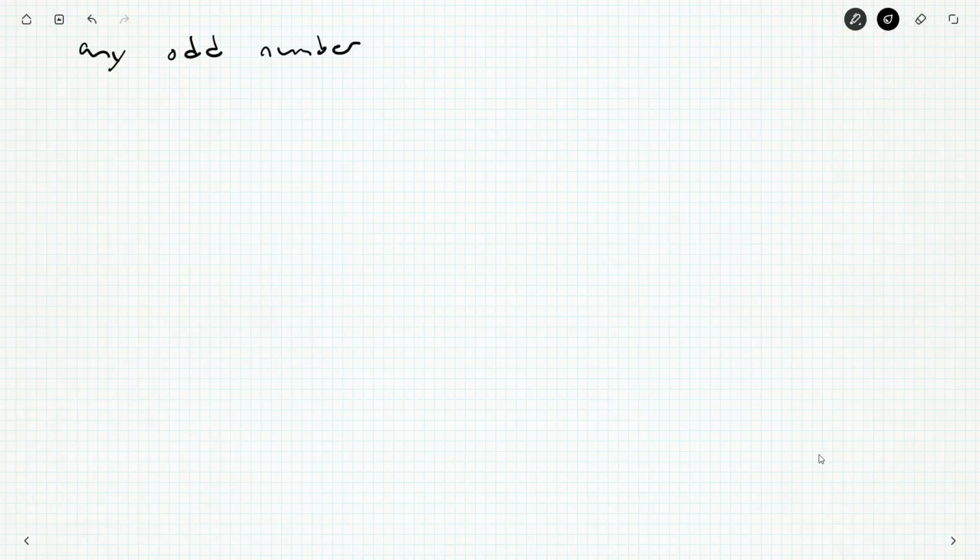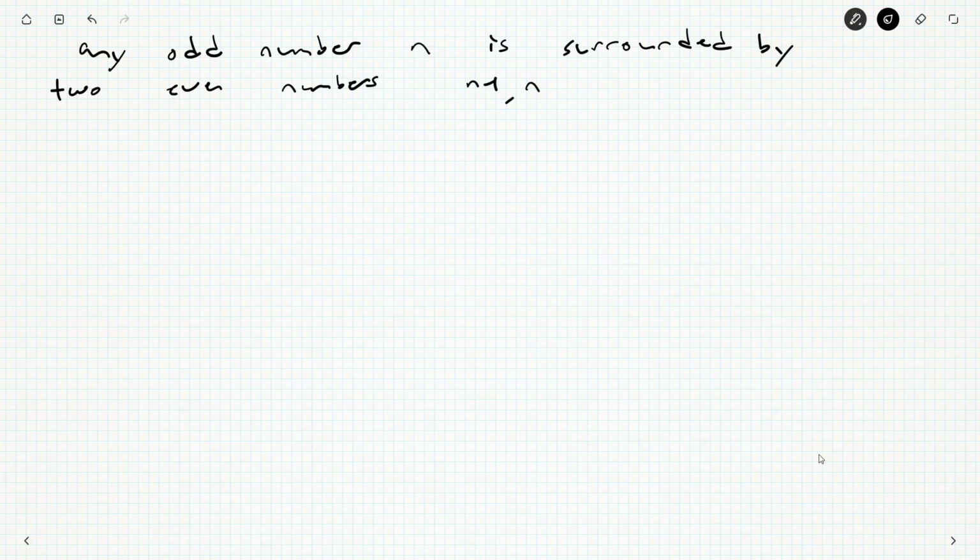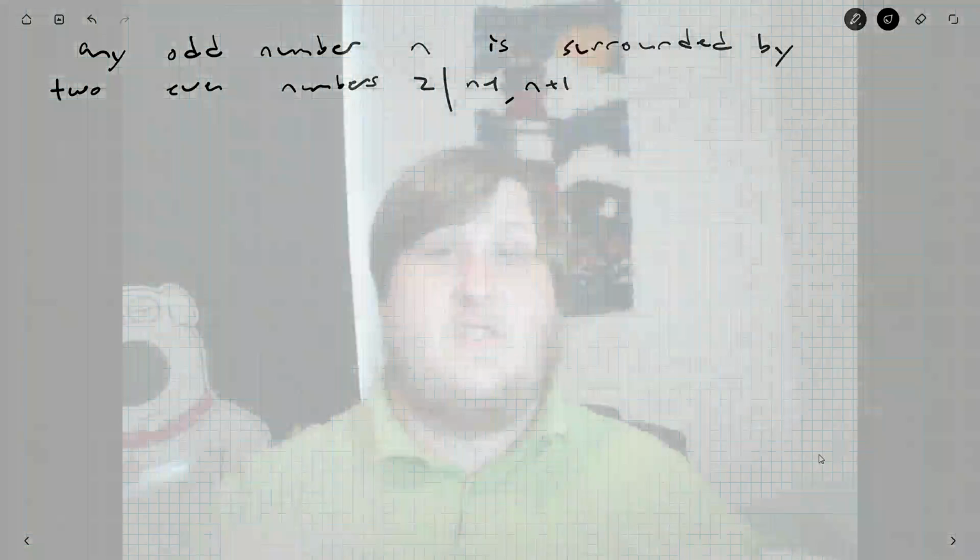Any odd number, n, is surrounded by two even numbers. So n minus 1 and n plus 1 are both even. 2 divides them. So they each automatically contribute a factor of 2 to our product.